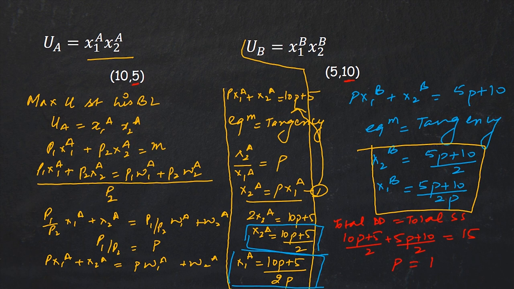You can solve it. You just have to take this to the other side. This becomes 30. This is 15. p is equal to 30 minus 15, which is 15. So p comes out to be equal to 1.